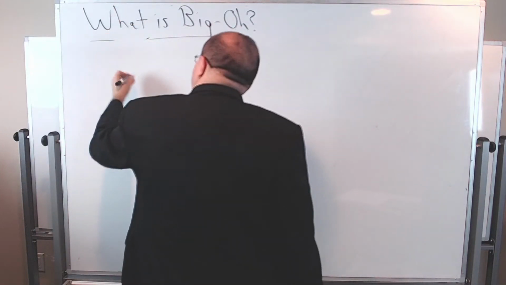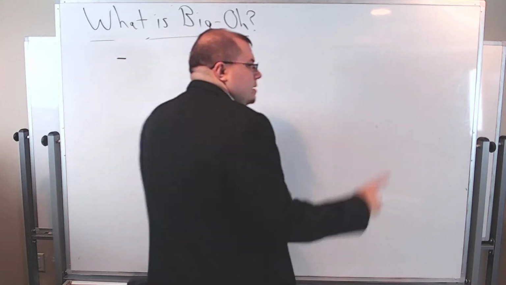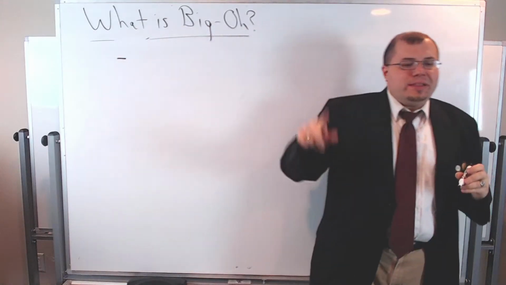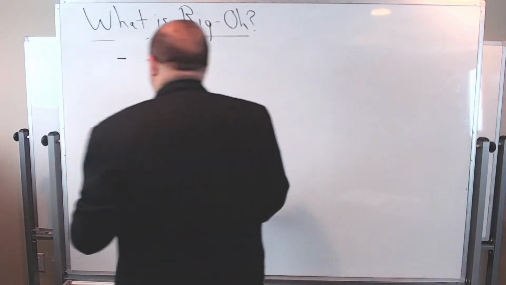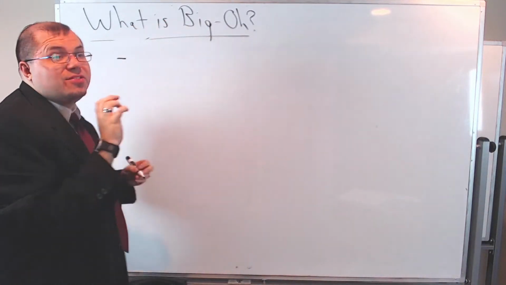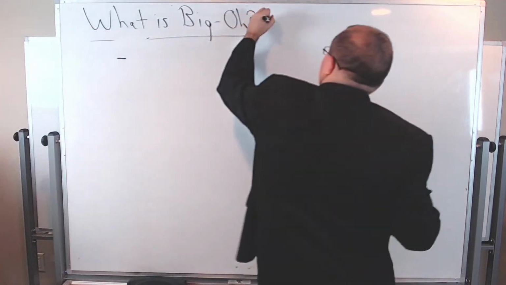Well, what I'm trying to do are a few things. One, remember, we're going to be concerned with the input as it gets large. It's asymptotic behavior, which is what big O is. It is a so-called asymptotic upper bound.